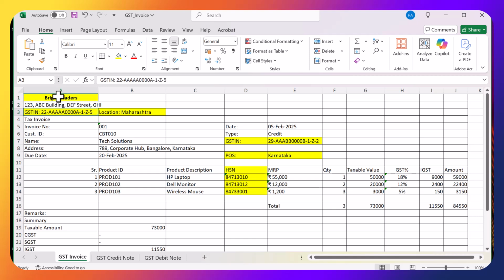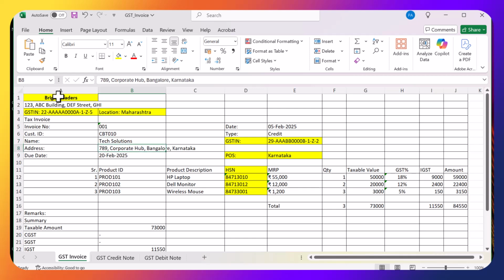So this is the location from where the invoice was raised. It was raised from Maharashtra by a company called Bright Traders. This is the address, this is his GST number. Then the tax invoice number. Then the customer ID, the ID of the customer whose goods are going to be sent. The name of the customer is Tax Solutions. The address of the customer and the due date when he is going to pay the money.